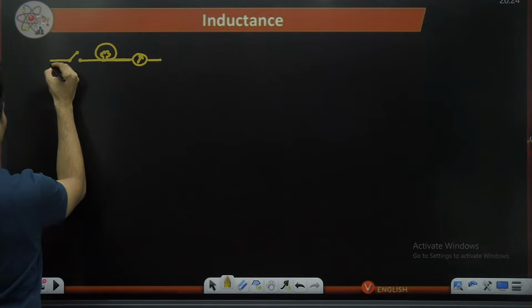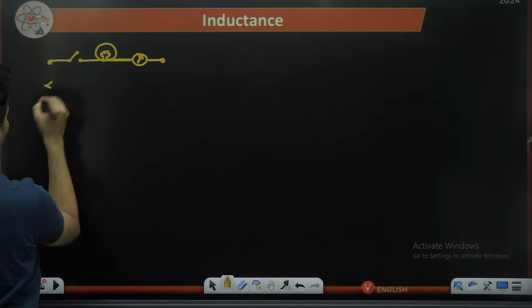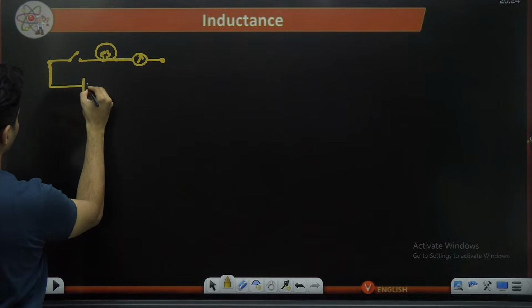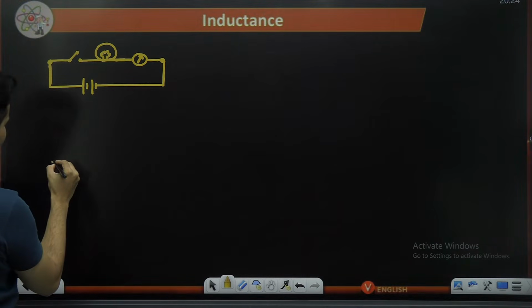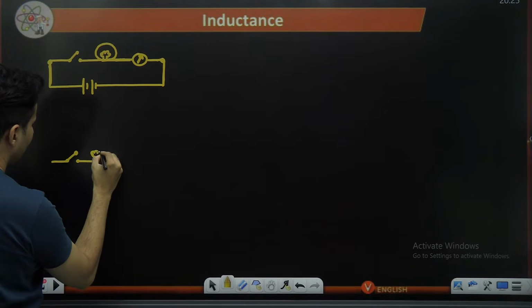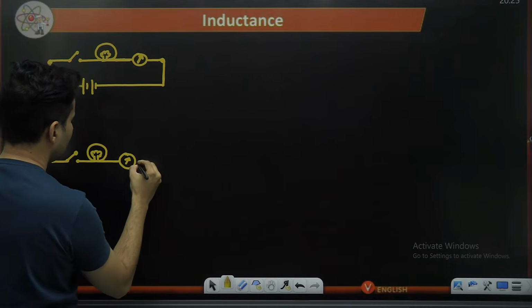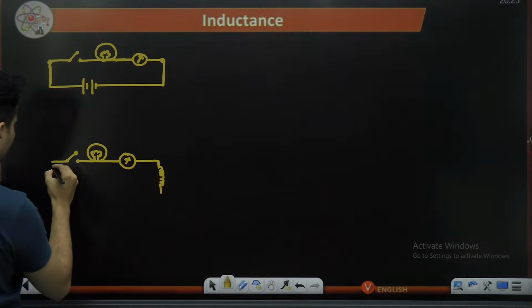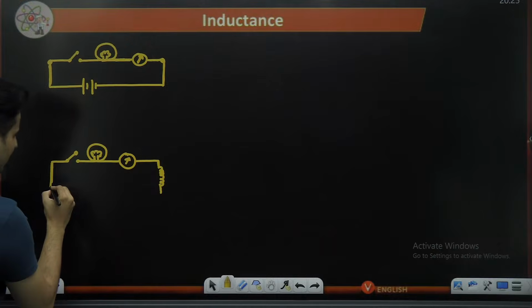I have applied some voltage difference across it. I have connected it to a battery, something like this. In the second scenario, that same switch is there, that same bulb is also there. I'm also measuring the current, but this time there is only one small change. I am bringing a component which is called an inductor.